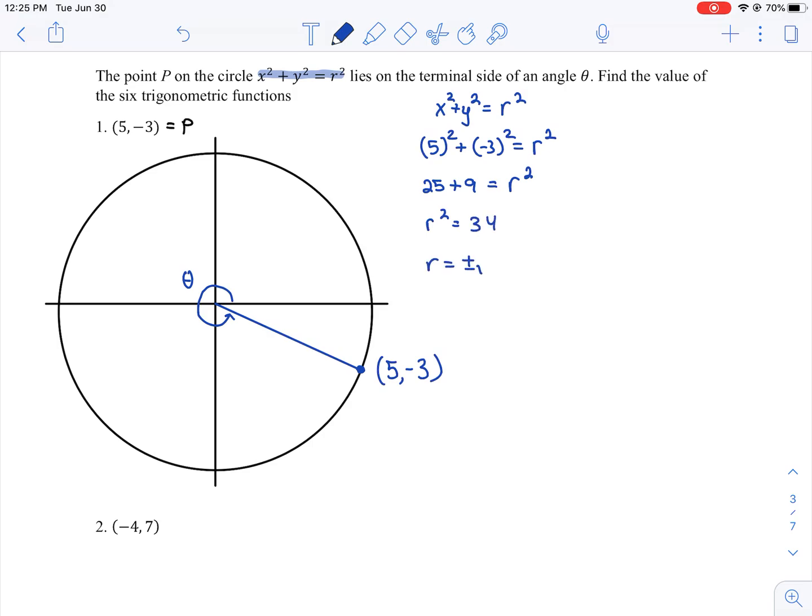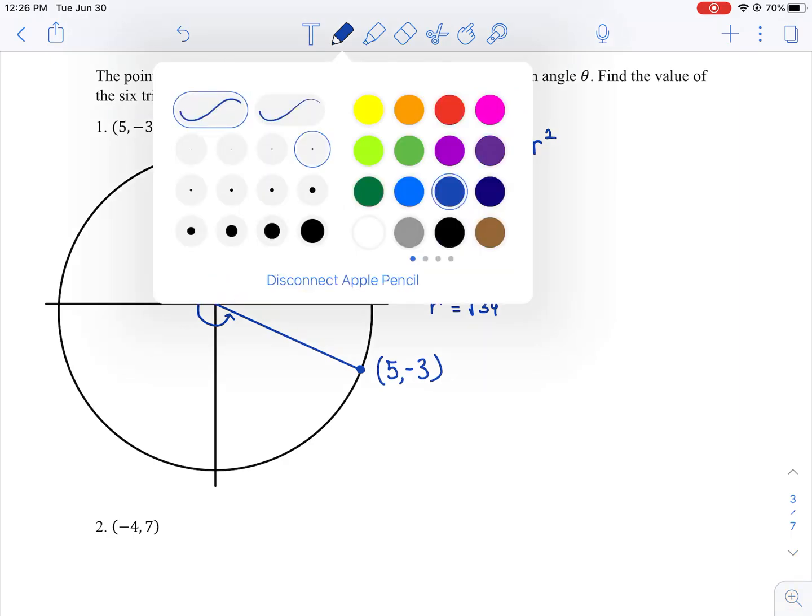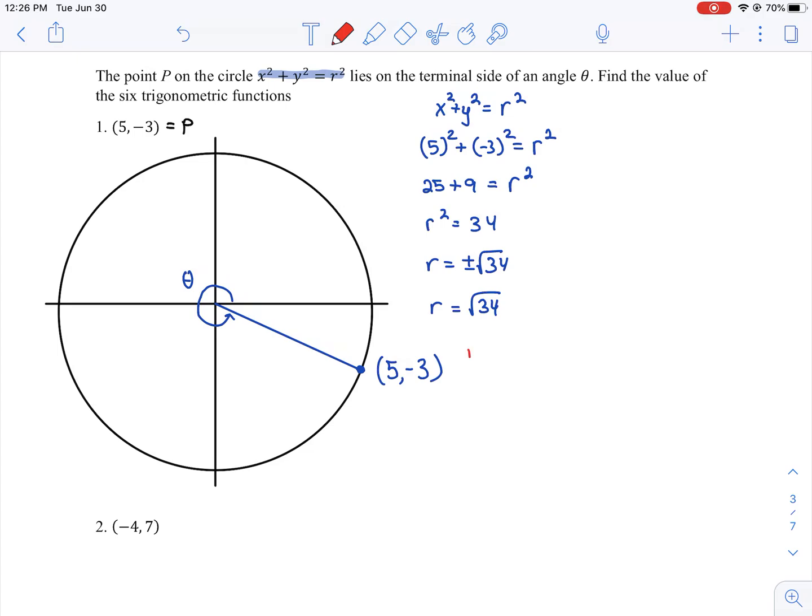r is equal to plus or minus the square root of 34. And since we're dealing with a radius, we don't want the negative measure, so the radius of the circle is the square root of 34. In this case, r does not equal 1, which means this circle is not a unit circle.